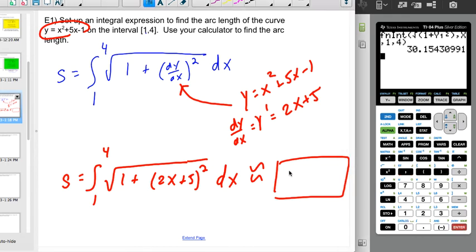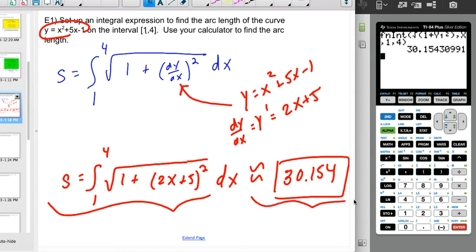And I'm not doing it by hand. That's my answer, 30.154, right? So this is what you would need on the AP. They don't think it's cheating if you were able to do this in your head. If that's in your brain, nobody thinks that's cheating, okay? If it's a harder derivative, you might want to be a little careful.